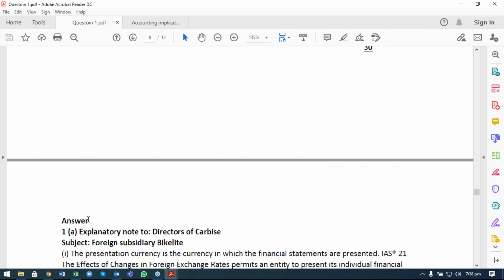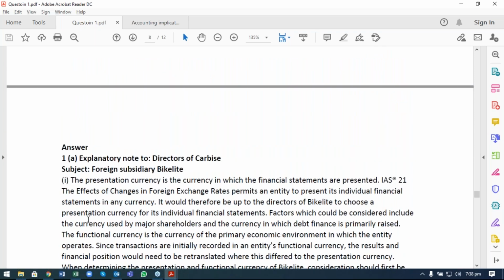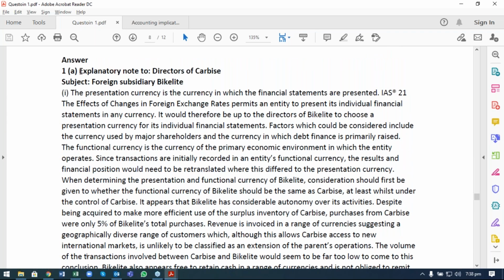Apologies. This is the answer in this case. You can see here, explanatory notes to the director of Carbise, as the requirement says you need to prepare a report. You're going to provide an explanatory note to the directors of Carbise which addresses those issues which are explained in the requirement.